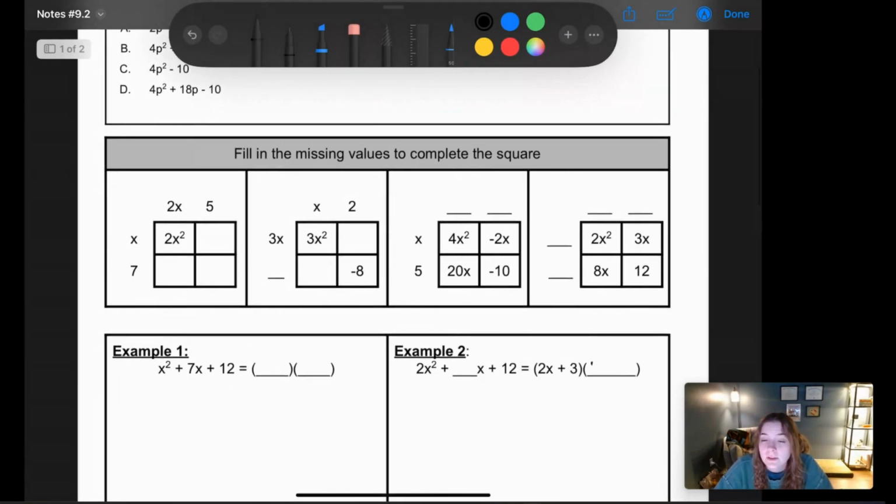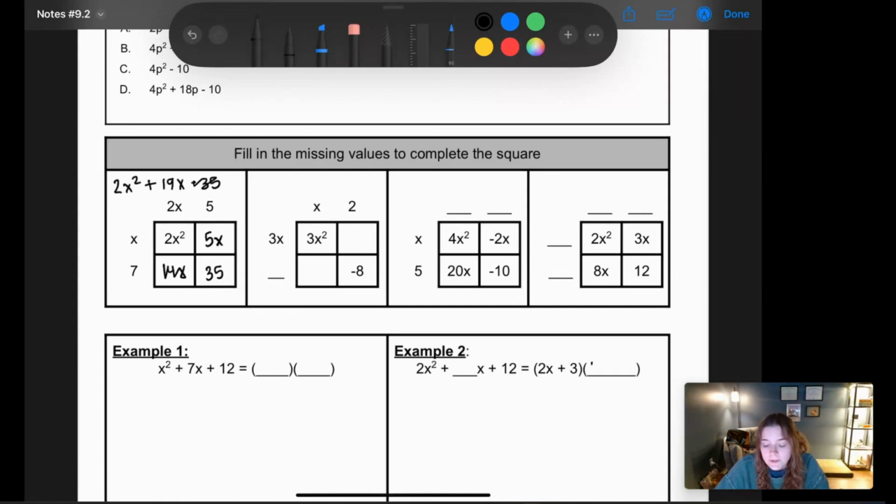Fill in the missing values to complete the square. So just like last time, you're just multiplying, right? So I know that 2x times x is 2x squared. 5 times x is 5x. 2x times 7 is 14x. Okay, 5 times 7 is 35, and then you just combine like terms and put everything together. So I would have 2x squared plus 5x and 14x give me 19x plus 35.